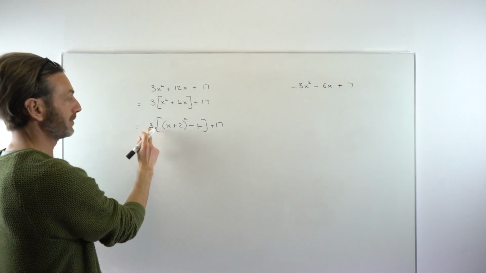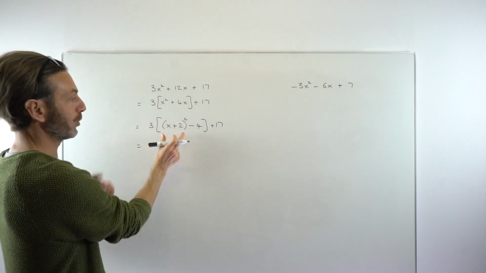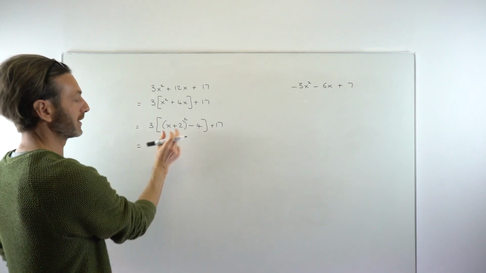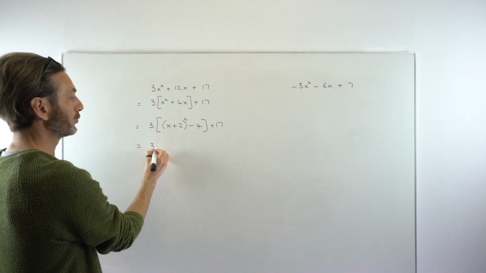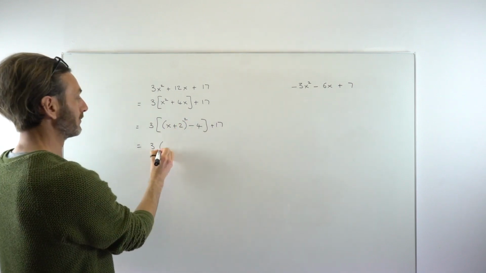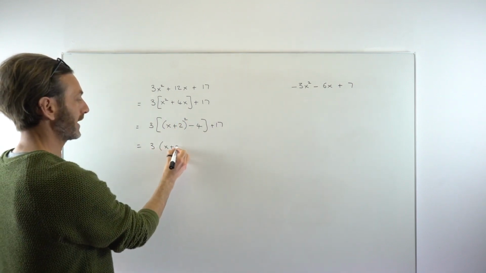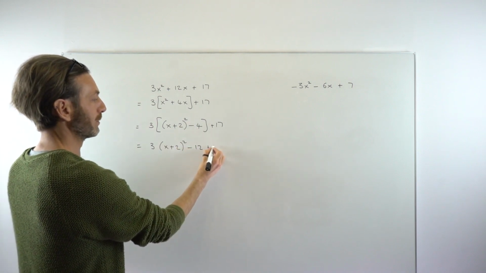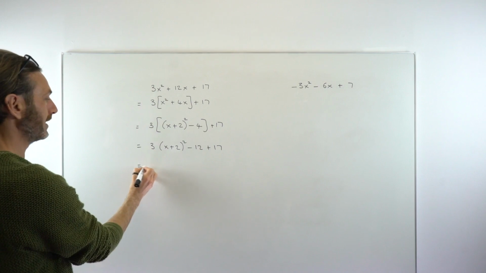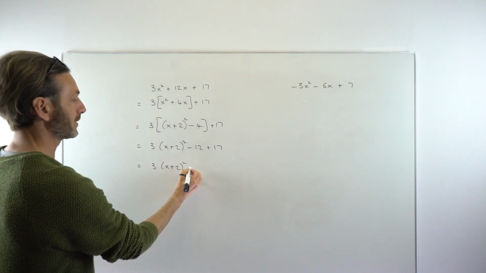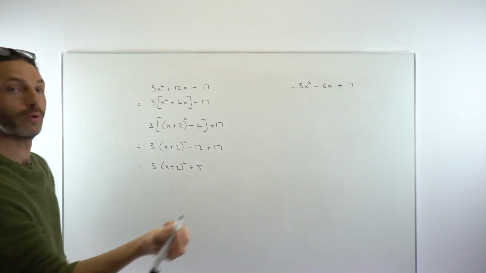And then we expand the square bracket. So the 3 has to multiply to this, and the 3 has to multiply to the minus 4. But when you multiply the 3 to this, you can't actually multiply it into the bracket because it's got a power on it. So we're just going to put the 3 in front of the bracket. So 3 bracket x plus 2 squared. 3 times minus 4 is negative 12, and then we've got the 17 on the end. And then you can just tidy up the end numbers like this, and that's going to give you a plus 5 on the end.